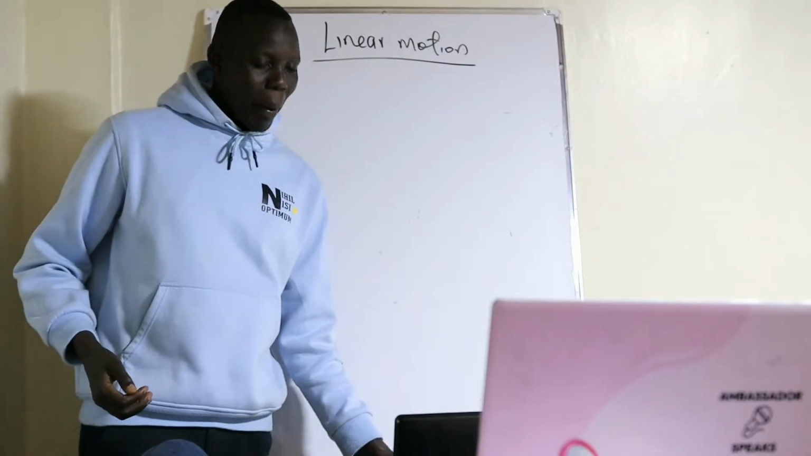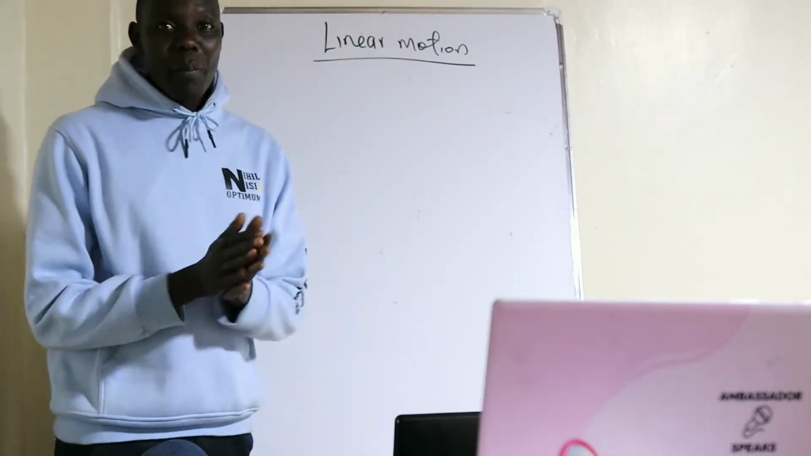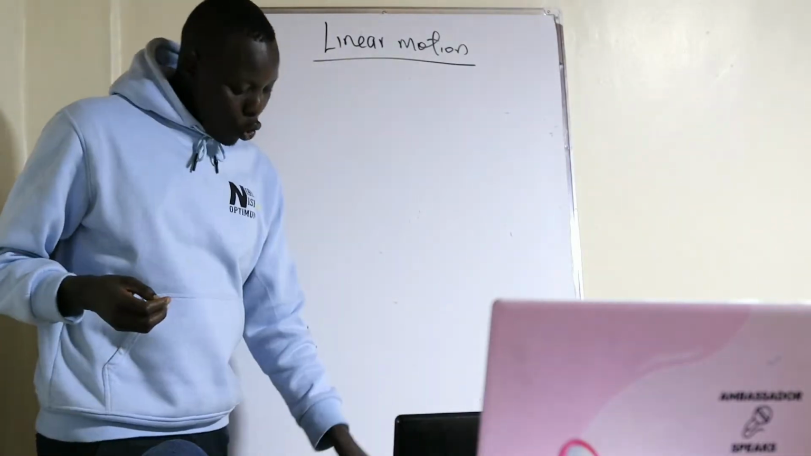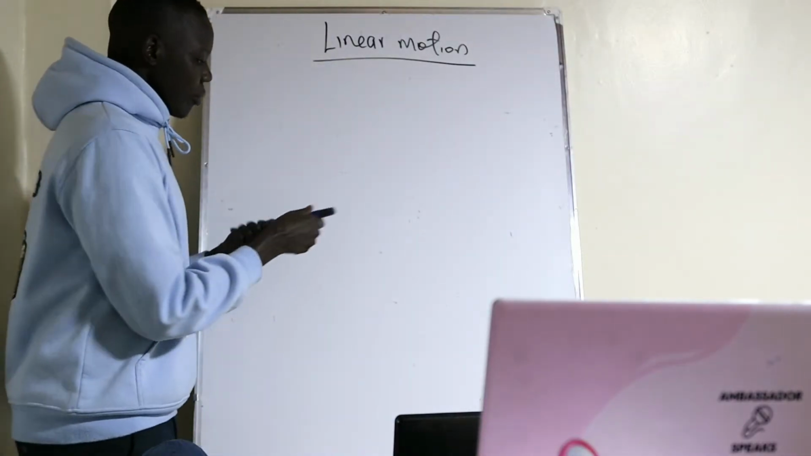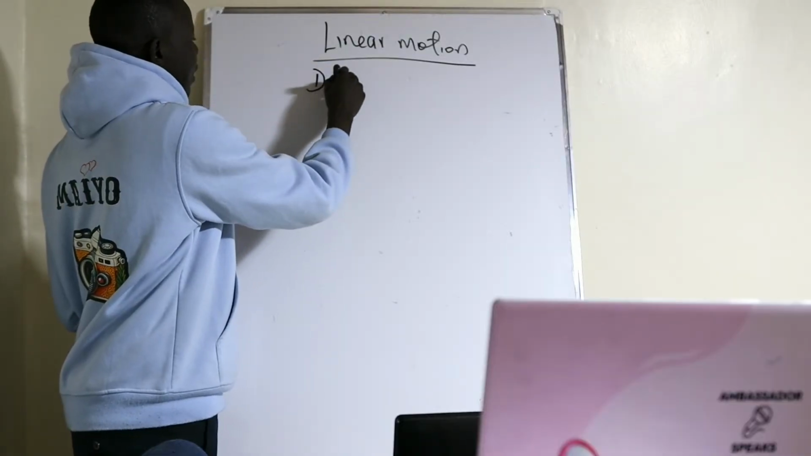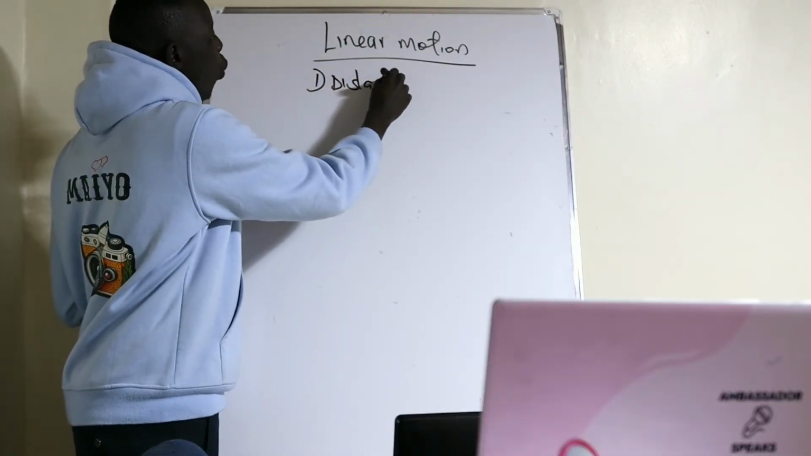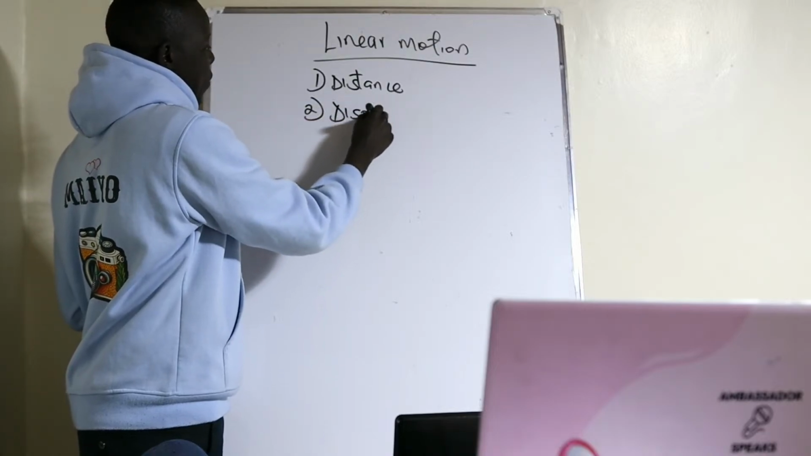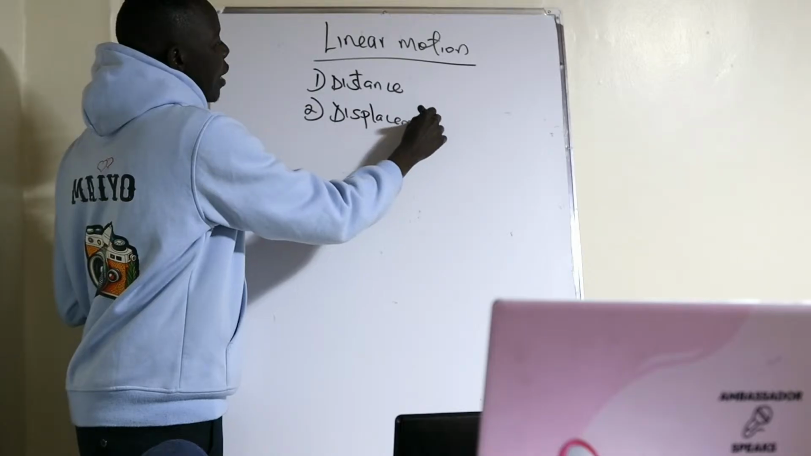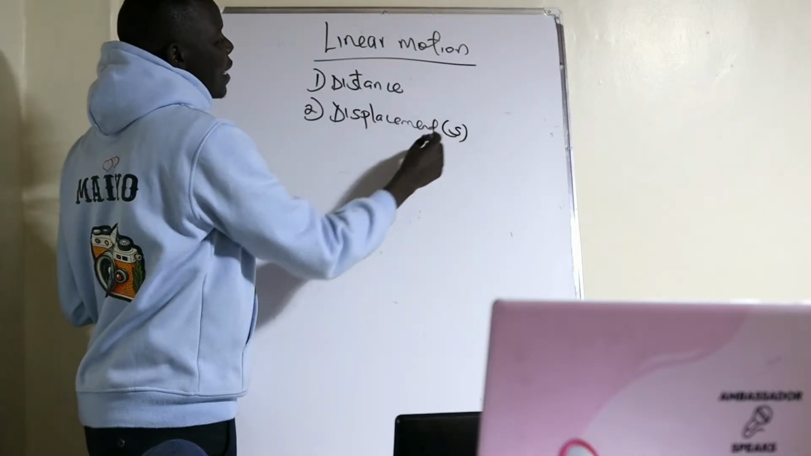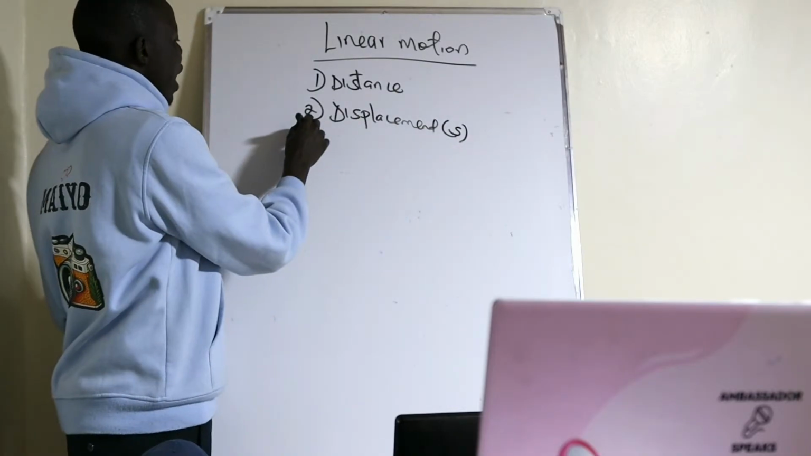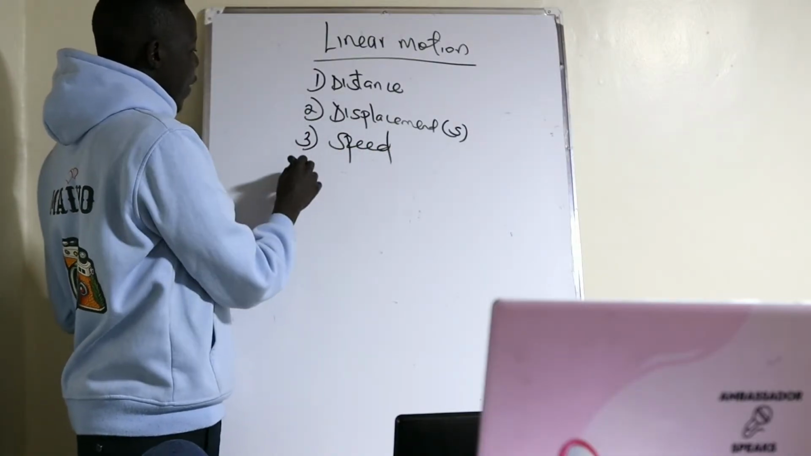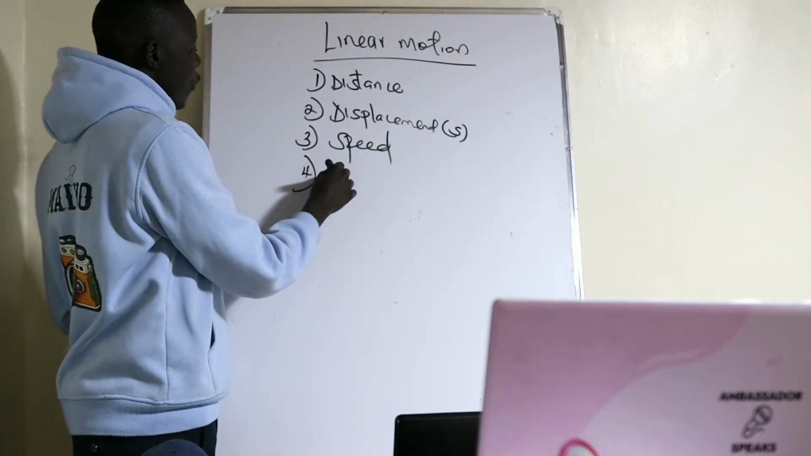Now, I want us to start by learning the following 5 terms. There are 5 terms we are going to start with in this topic. For you to learn linear motion, you must know the following. First of all, there's what we call distance. What is distance? Number 2, there's what we call displacement. Displacement can be symbolized by capital S. Then number 3, we have speed. Then number 4, we have what we call velocity.